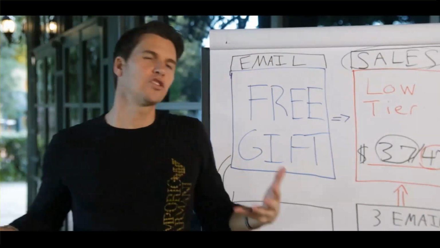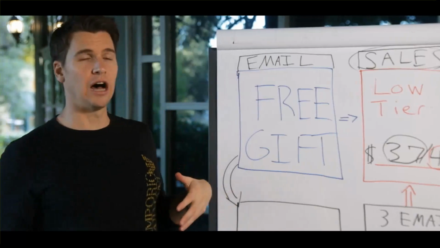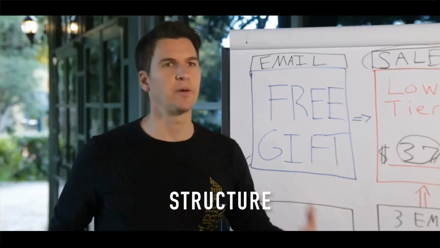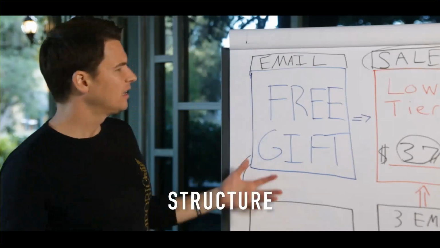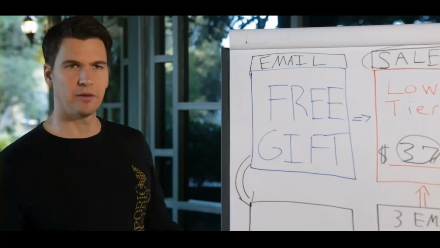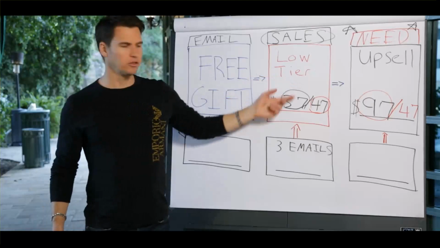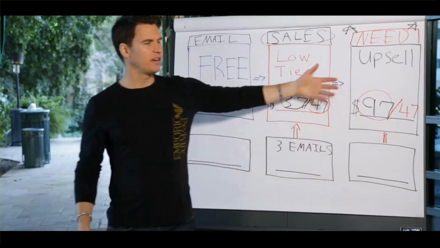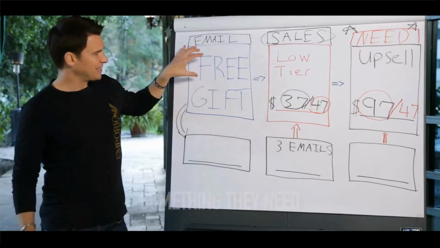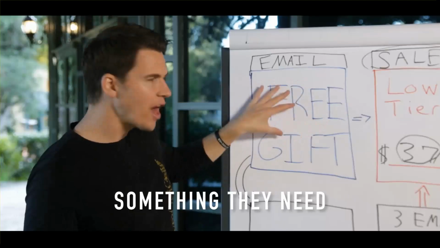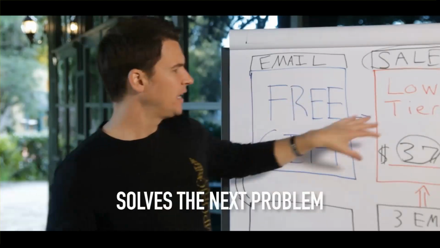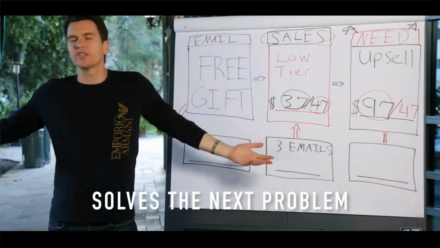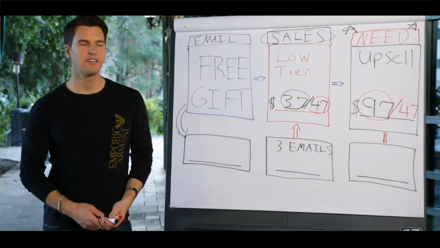The challenge is, most of the time, people are watching stuff online and they don't understand the structure. So they're seeing a bunch of stuff and they're like, oh my God, it's so confusing. But think about this. Free gift, links down below, check it out. Low tier offer, links down below, so you can see how the page looks. And then an upsell offer. Something they need here that they absolutely want to have. It's a problem they're having, solves a problem. Here, solves the next problem, they need it. Here, solves the next problem. Could you do this? The answer is yes, right?